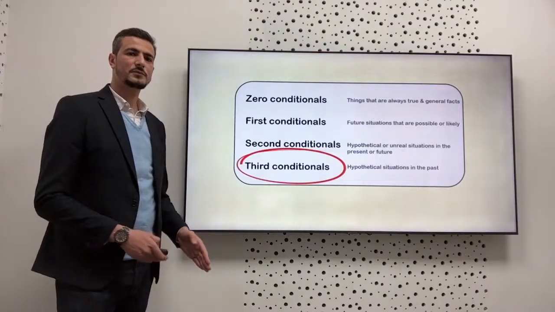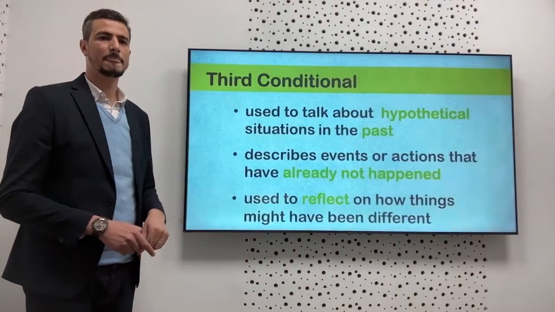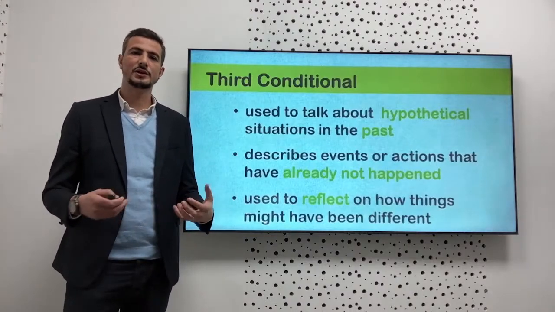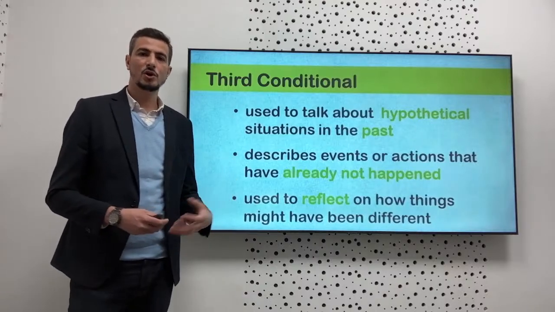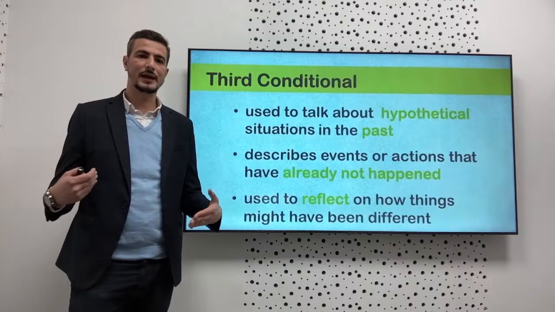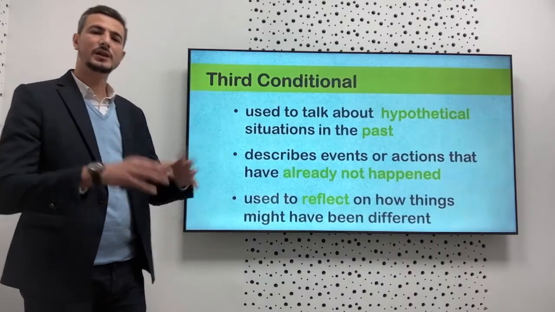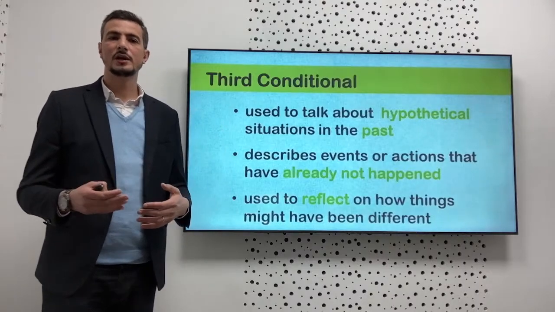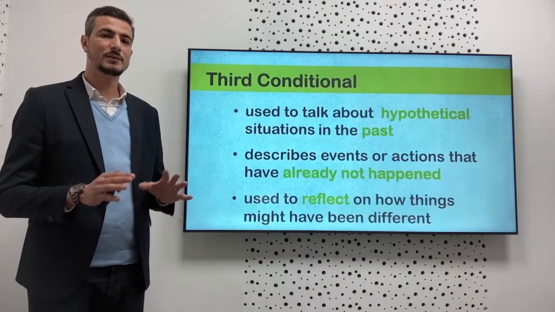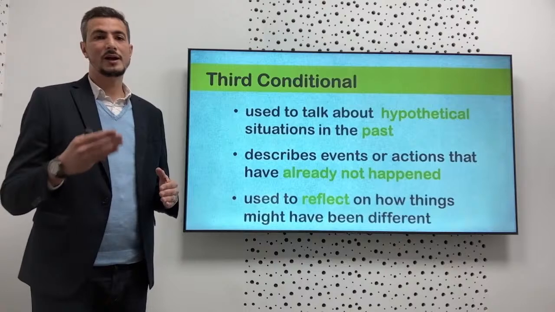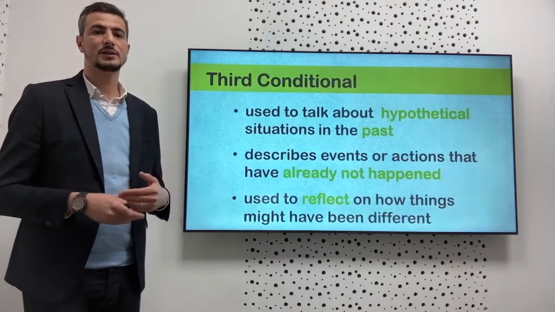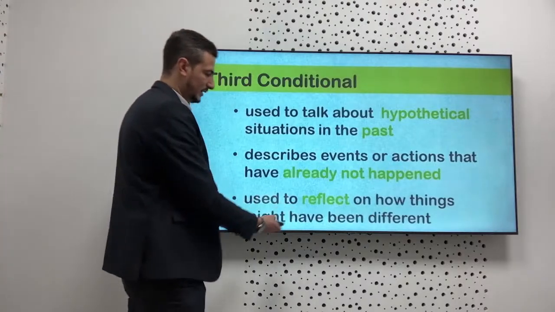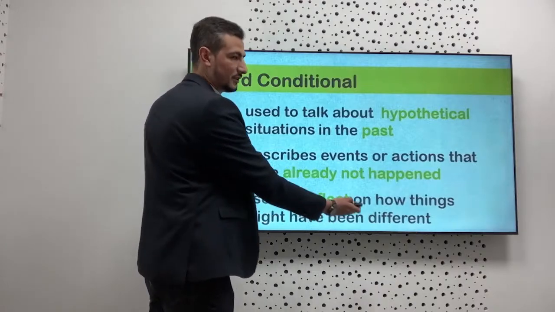Third conditional, in comparison to second conditional, it's different. Because in the second conditional, we're talking about something which is unlikely or imaginary about the present. But in the third conditional, we're talking about something in the past, which didn't happen. So it's used to talk about hypothetical, imaginary situations in the past. It describes events or actions that have already not happened, which means something that didn't happen, and you are imagining now a different scenario about the past. It's used to reflect on how things might have been different. I repeat, how things might have been different.